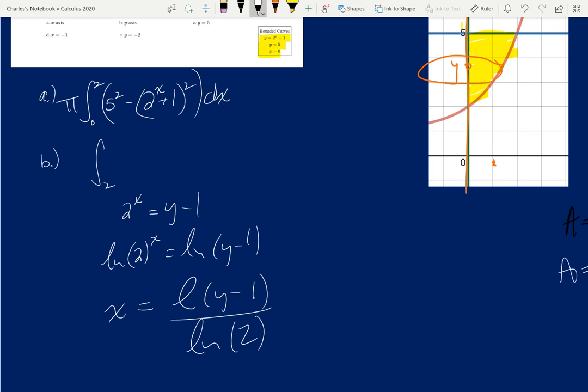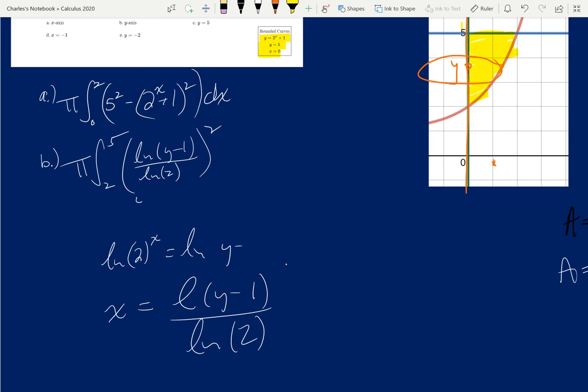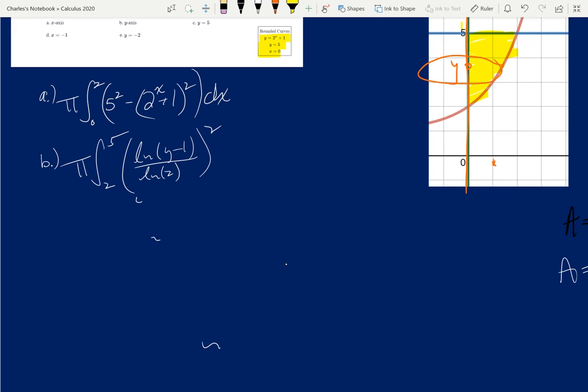Now I'm going to go the integral from 2 to 5, y goes from 2 to 5, of natural log of y minus 1 over natural log of 2, squared, and I need the pi on the outside of it. Boom. So that's disks. That's with respect to y.